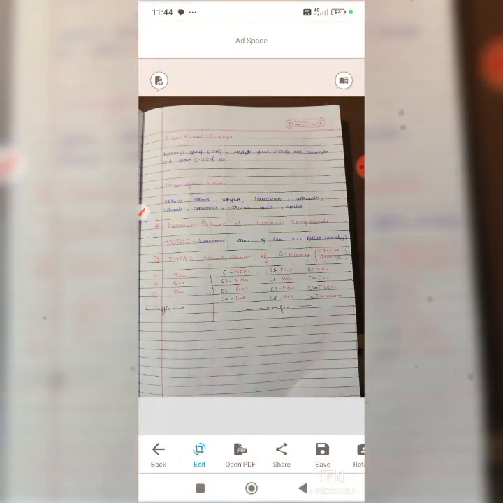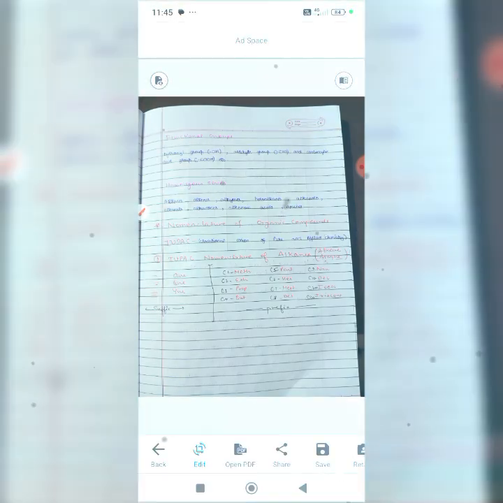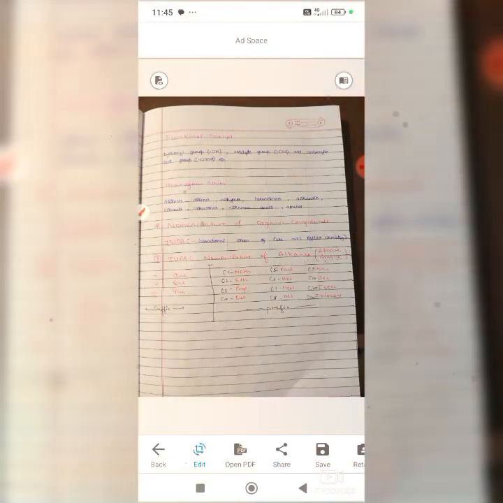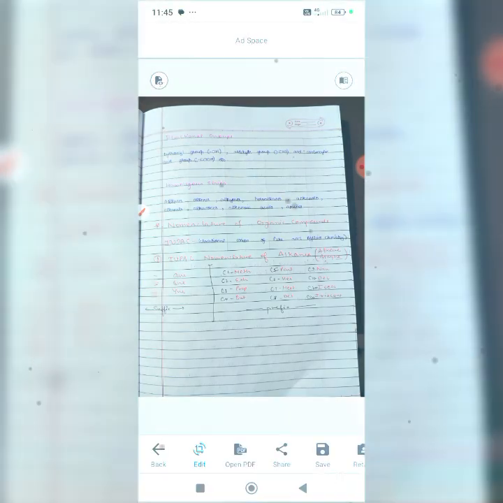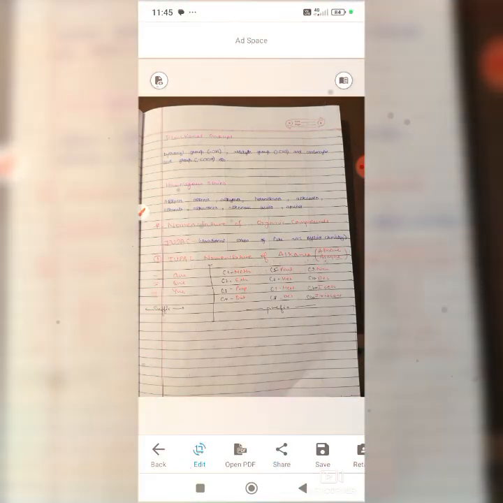Now, as we know, the full form of IUPAC is International Union of Pure and Applied Chemistry, and this organization is responsible for designing the symbols and formulas of chemical elements and compounds. Basic nomenclature we have already studied in class 10: the single bond is represented by ANE, double bond by ENE, and triple bond by YNE as a suffix. And we have a prefix from carbon 1 to carbon 10, which is meth, eth, prop, but, pent, hex, hept, oct, non, dec. And we also have C20 and C30. So these are the prefixes.